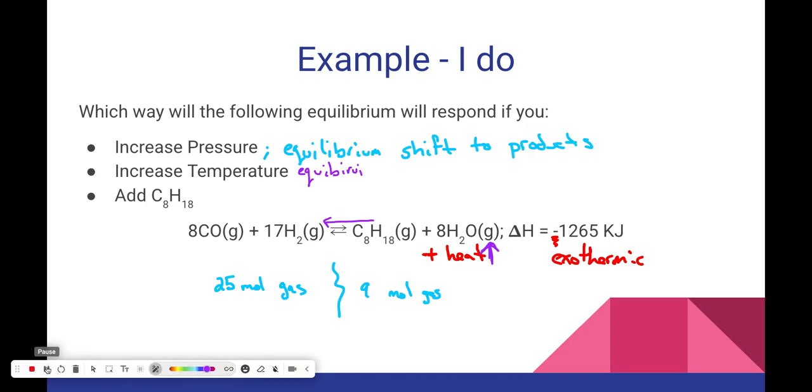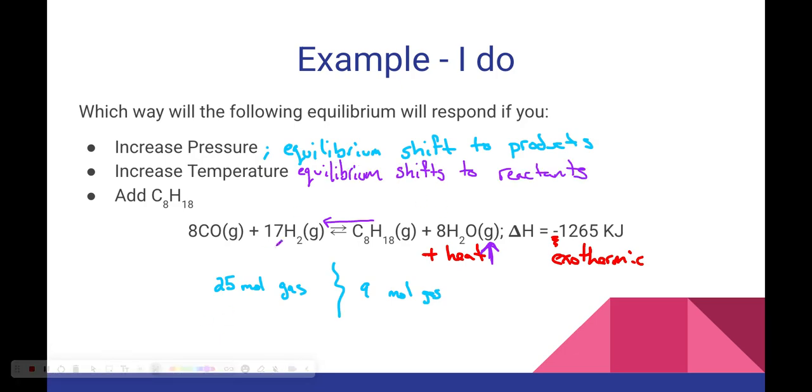Hold on, guys, I spelled equilibrium wrong. I'll be right back. Okay, so as I said, we increase the temperature. The equilibrium is going to shift to the reactants because, again, this reaction is exothermic, so we're going to think of heat as a product. Well, if we increase the product, the reaction shifts back towards the reactants.